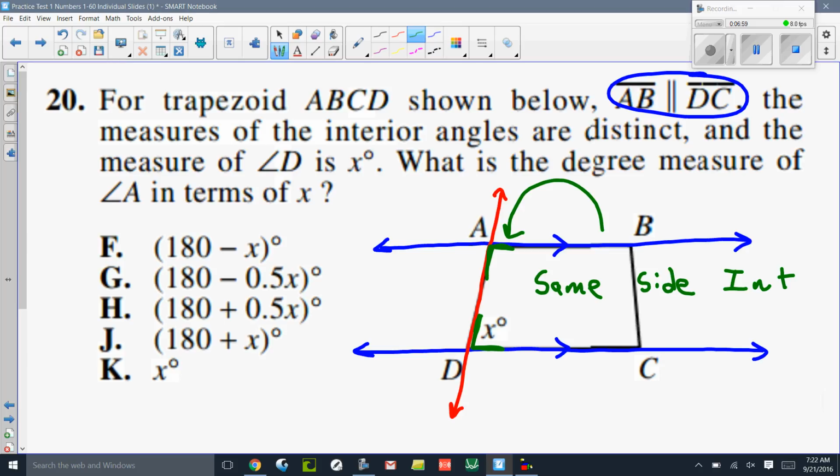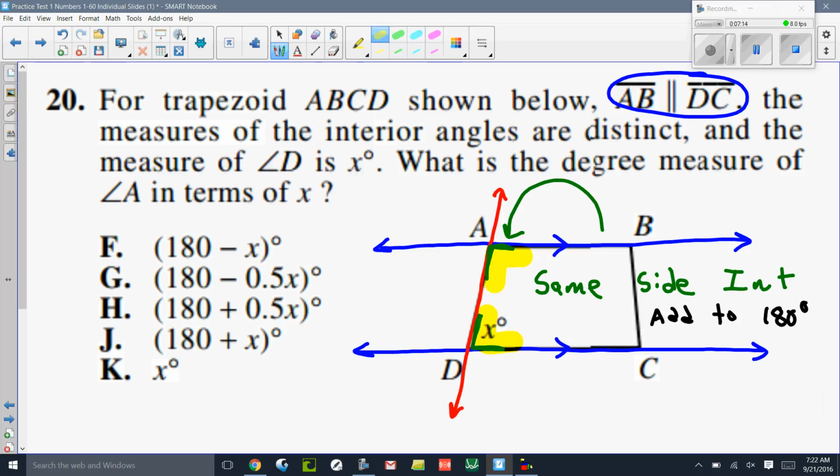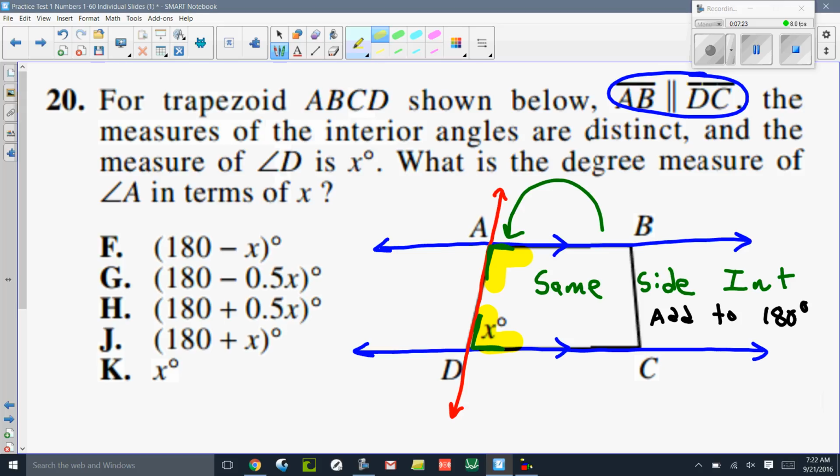In this case, the special rule to remember about same side interior angles is that they're supplementary, or that they add to 180 degrees. So these same side interior angles that we're talking about, angle A and angle D, have to add up to 180. So we know that those two equal 180. If this is x, the remainder here would have to be 180 minus x. So angle A plus x equals 180.